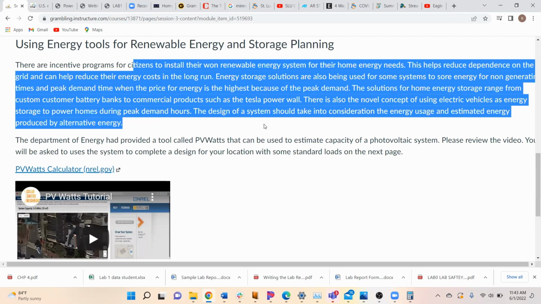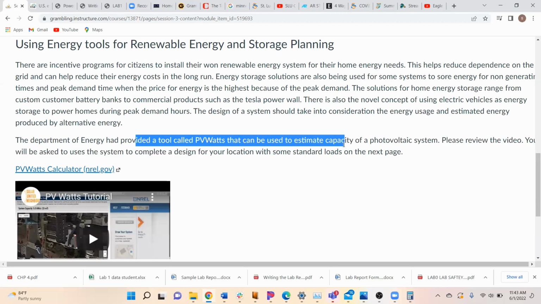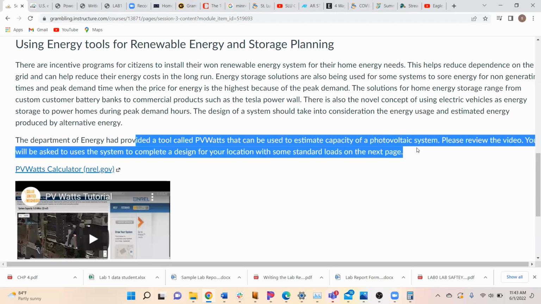The design of a system should take into consideration the energy usage and the estimated energy produced by alternative energy. The Department of Energy has provided a tool called PV Watts that is used to estimate the capacity of a solar system for a home. I put a link here so you can check it out as well. We also have a video on how you can use PV Watts. It's an online tool. You put in the size of your roof and it gives you some information. You put in some of your usage, and I think it gives you recommendations on a solution that you can use if you were to install a solar solution.